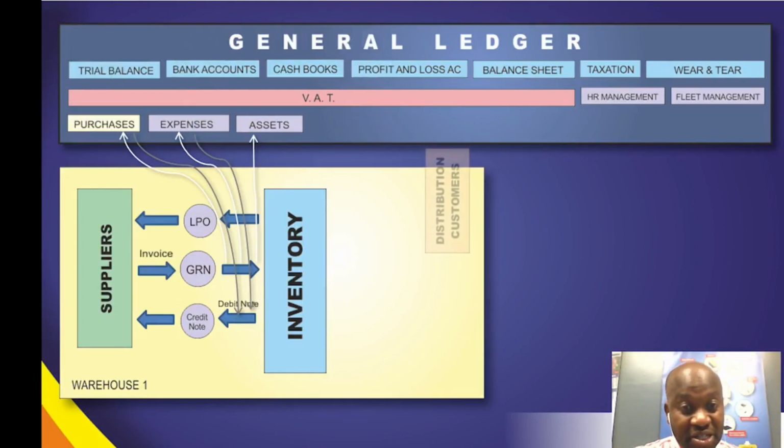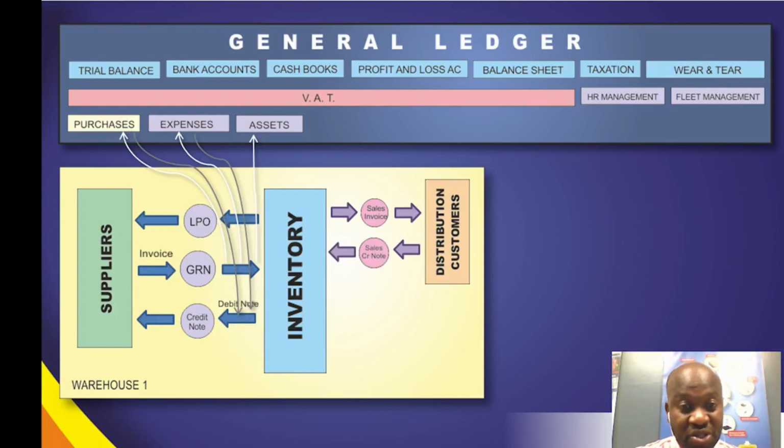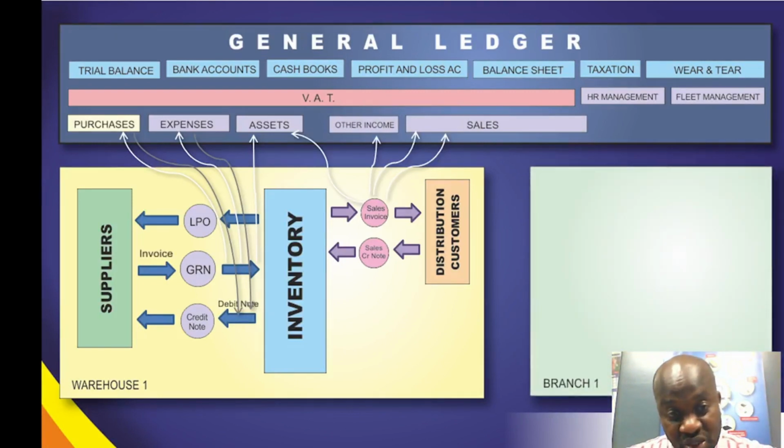If you're doing a distribution customer, likewise it is the same: you will do a sales invoice, then you do a credit note, the customer might do a credit note back to you. Then your GL will also be updated automatically.